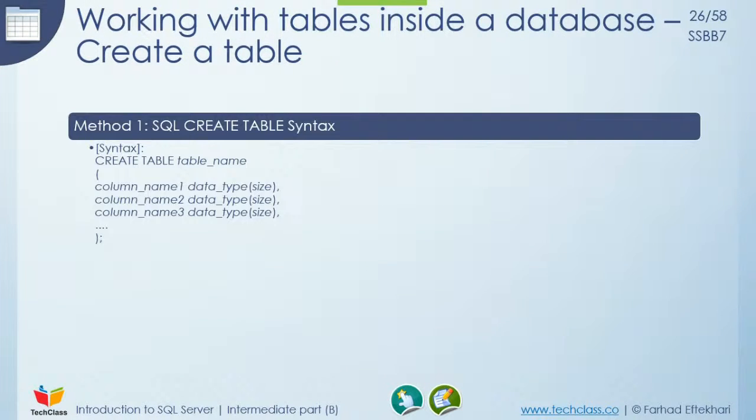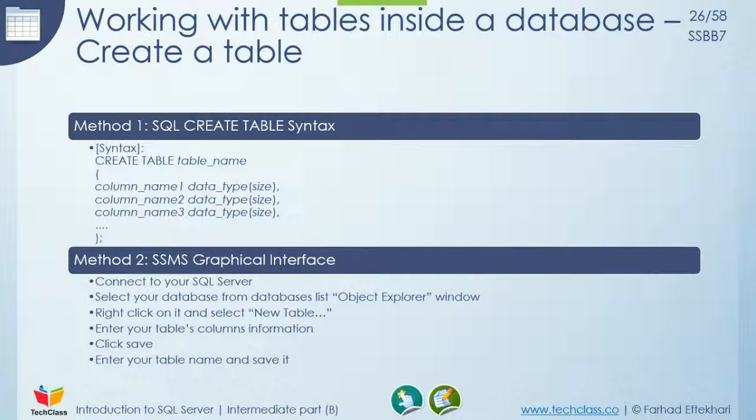To create a table, there are two methods that we can use. First, we have this SQL CREATE TABLE syntax, as you can see here as an example. We have CREATE TABLE, the table name, and then we have to mention the columns, and right after the column name we have to mention the data type of that column, one by one until the last one. In this way we create our table using the SQL CREATE TABLE syntax. And the other method is using the SSMS graphical interface.